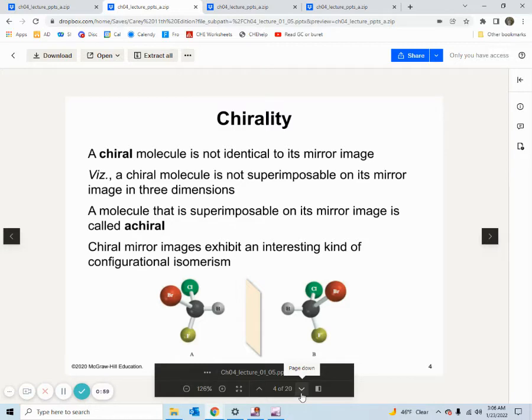Chirality. A chiral molecule is not identical to its mirror image, i.e. it's not superimposable on its mirror image in 3 dimensions. A molecule which is superimposable on its mirror image is called achiral. Chiral mirror images have an interesting kind of configurational isomerism, as shown here.